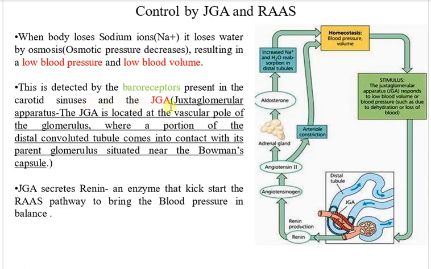Okay, and the JGA, juxtaglomerular apparatus. This is the most important thing. The JGA is located at the vascular pole of the glomerulus, where a portion of the distal convoluted tubule comes into contact with its parent glomerulus situated near the Bowman's capsule. Here you can see a very nice little diagram. Look, this is the afferent arteriole, and this portion comes in contact with the distal convoluted tubule. So these particular cells are the JGA, or juxtaglomerular apparatus.